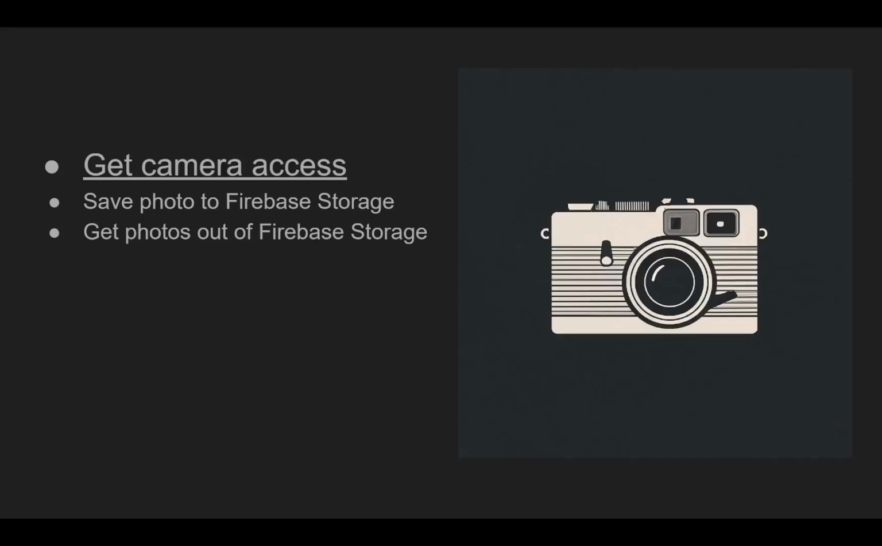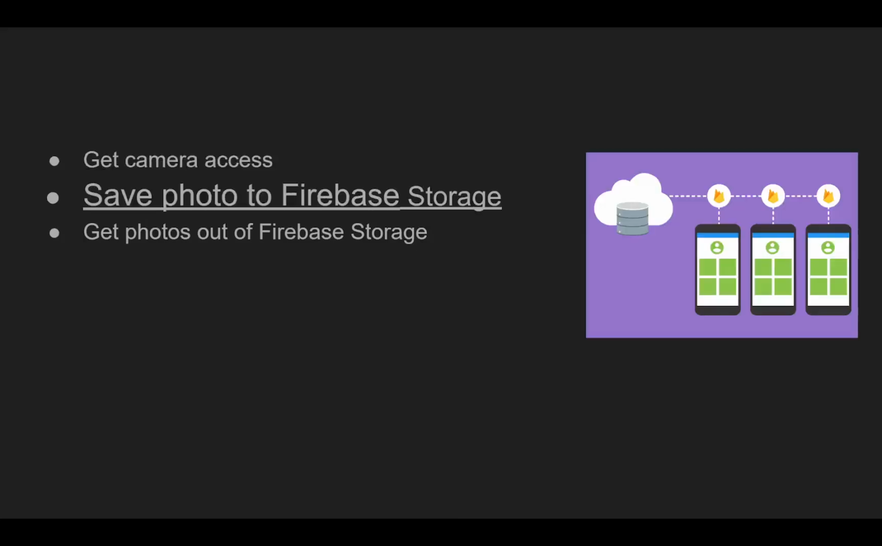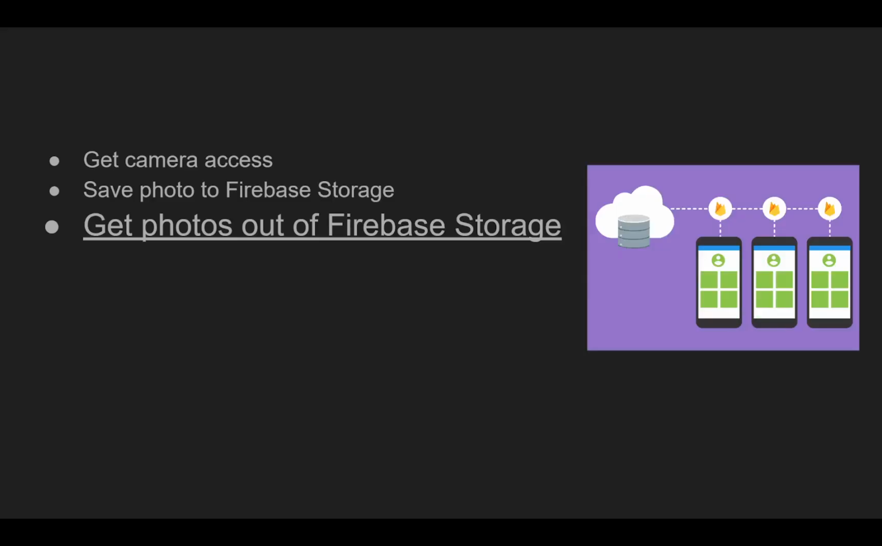The plan here was to get camera access to be able to upload pictures of buns to a central database, then use a Firebase storage, kind of like S3, as the centralized place to store all these photos. Then let users look at the photos by getting them out of the database so that each user can see all the buns all the other users have recorded.